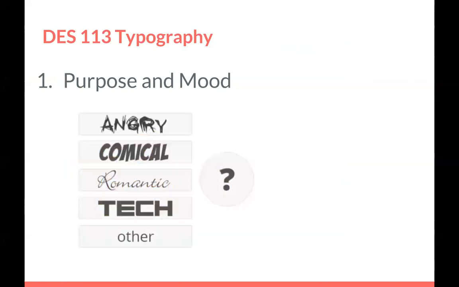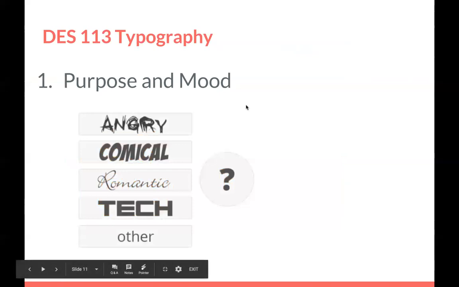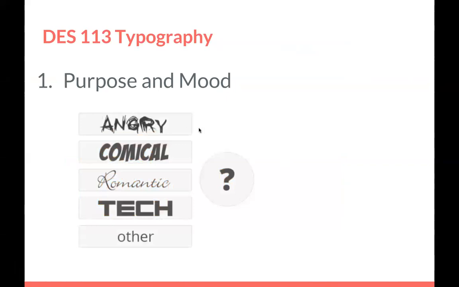Next up, you can see a couple of different purposes and moods, and how each of these really has the feeling of the word that's typed out. This is definitely an angry font. This is a little bit comical. This feels romantic. This feels techy. Now, can you guys think of any other types of fonts that are moods when it comes to a font? If you can think of some, you can type them in the chat.